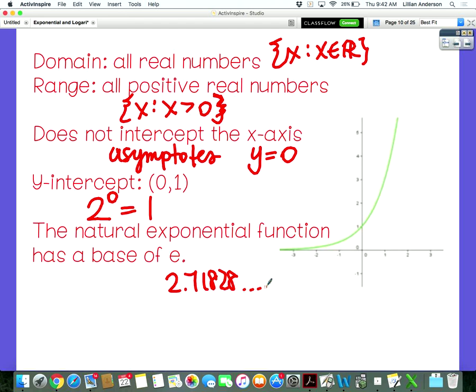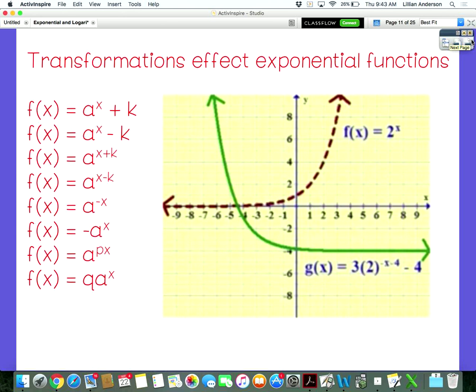What about a vertical stretch or a horizontal stretch? Is that going to change your domain? What about your range? Actually, a vertical stretch is not going to change your range because all it's doing is pulling it in different directions. The only thing that's physically going to change your range is if you move it up, down, or you flip it. Okay? So, your transformations still apply to exponential functions.